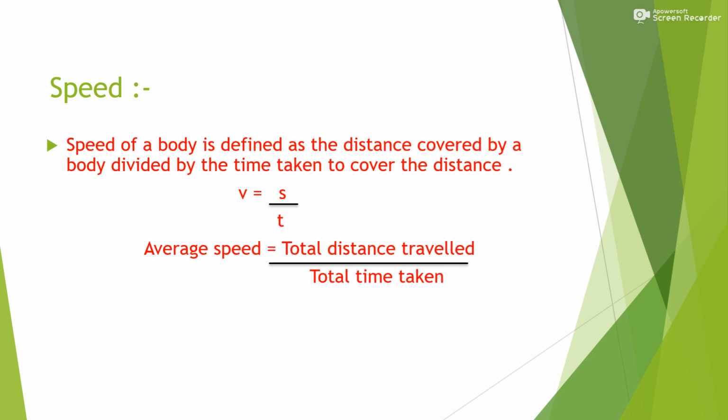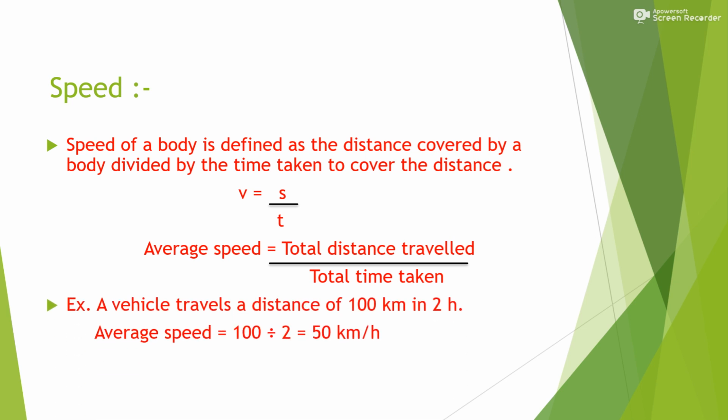Let us take an example. A vehicle travels a distance of 100 km in 2 hours. So, the average speed here is 100 divided by 2, that is 50 km per hour.